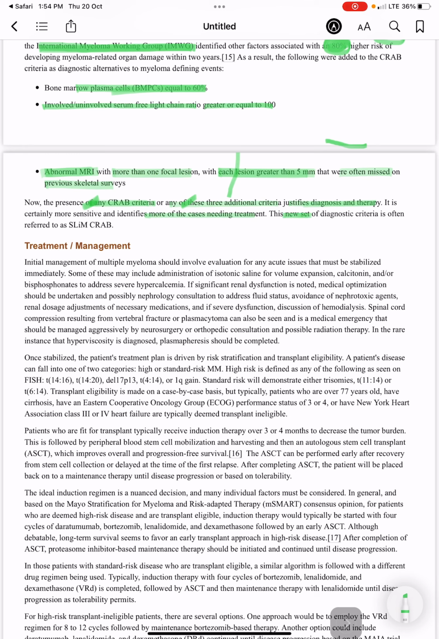So this new set of diagnostic criteria is often referred to as SLIM CRAB: Skeletal survey, involved to uninvolved free light chain ratio, and bone marrow.